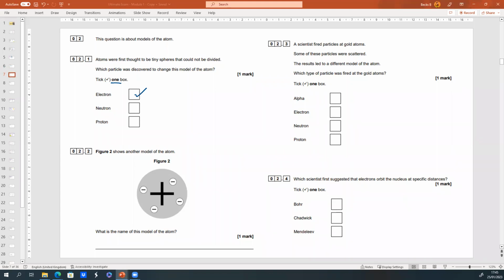Which leads us on to 2.2. Figure 2 shows another model of the atom. What is the name of this model? It is the plum pudding.